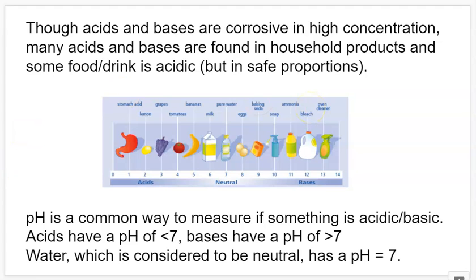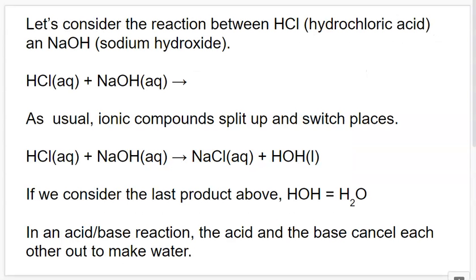But let's talk about how these types of chemicals react with each other. Like I mentioned before, this is a double replacement reaction. So we're going to be using the same mechanics that we used previously for this. Let's consider the reaction between hydrochloric acid or hydrogen chloride, HCl, and sodium hydroxide, NaOH. Much like double replacement reactions, we're going to have our cations and our anions switch places. So the hydrogen is going to go with the hydroxide and the sodium is going to go with the chloride.